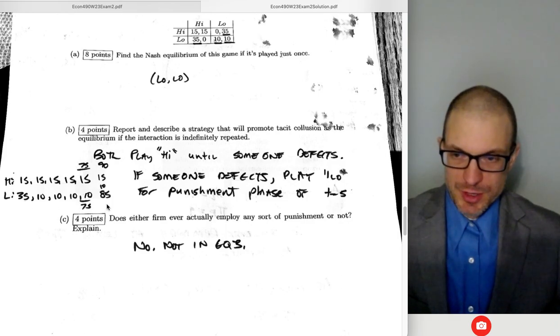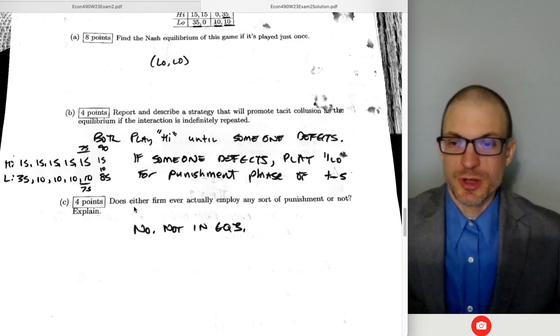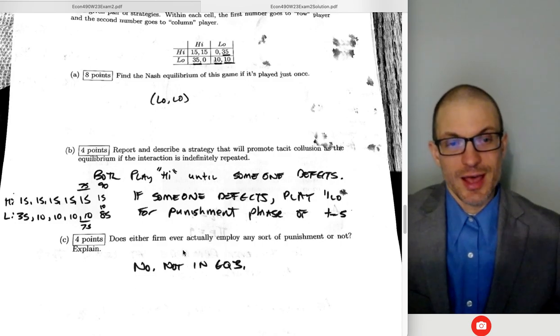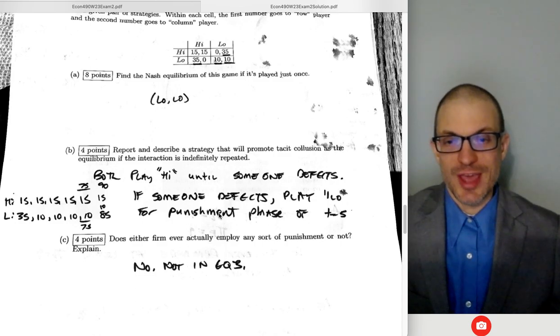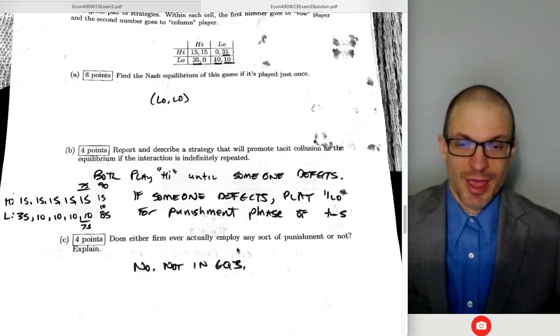Going out to the 6th period, or 5 periods of punishment, gets us to 6 times 15 is 90, or 35 plus 50 is 85. Then the last one, does the firm ever actually employ any sort of punishment or not? Actually, no, not in equilibria. The punishment strategy promotes cooperation by so successfully deterring a deviation that you never actually have to punish, is the idea, right? So the firm's actually not going to punish.